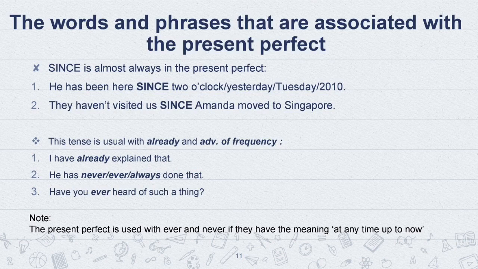Then, this tense is usual with already, an adverb of frequency. Number 1, I have already explained that. Number 2, he has never, or ever, or always done that. Number 3, have you ever heard of such a thing?